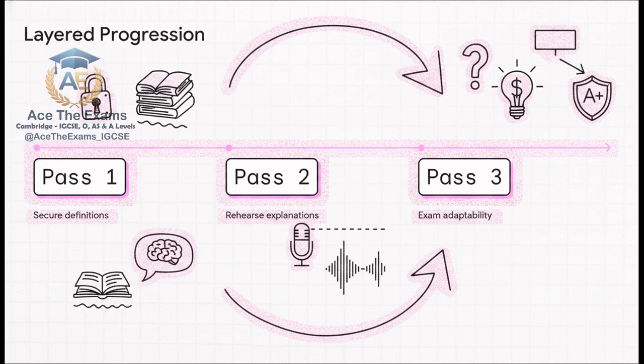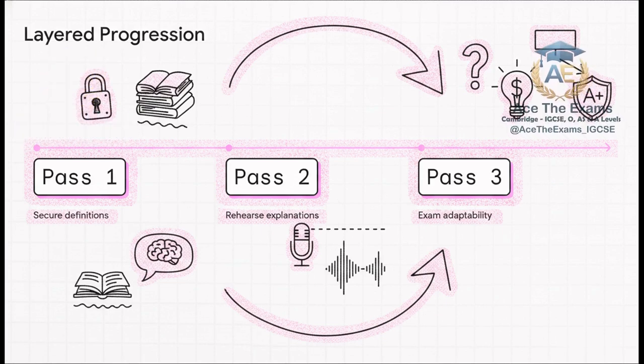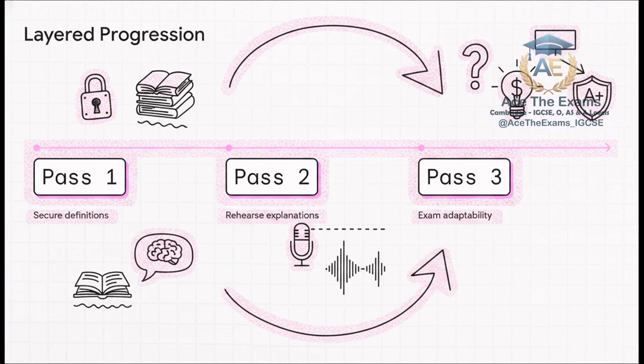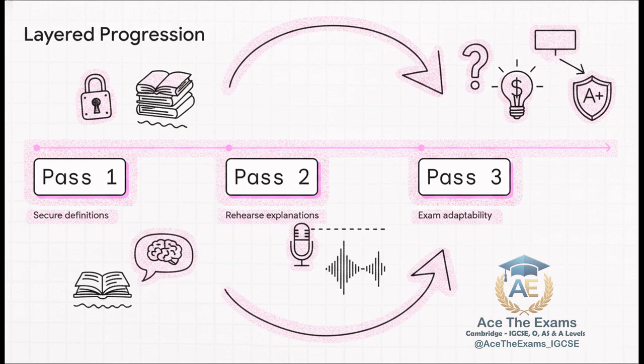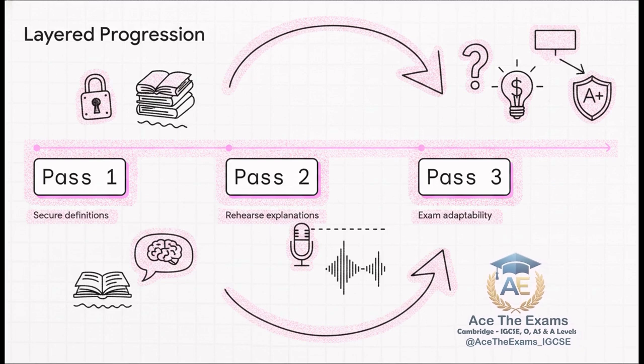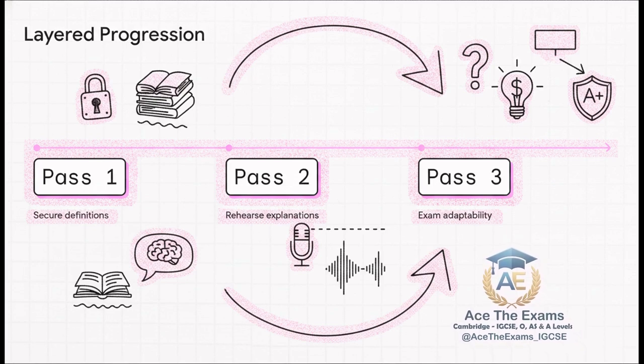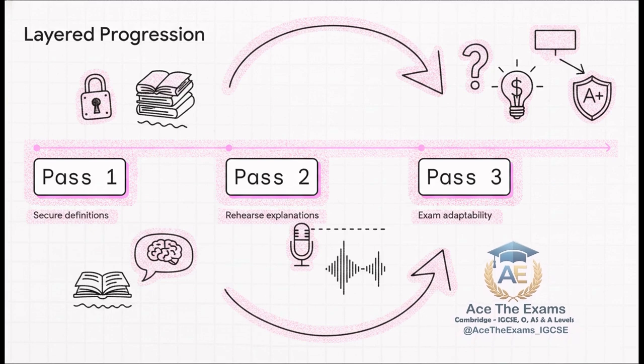Get it out of your head and onto paper. And then pass 3, well, this is where the magic really happens. This pass is entirely focused on exam adaptability. This 3-pass cycle is absolutely vital because, as you know, exams rarely just ask for a simple definition. They combine theory with applied reasoning.